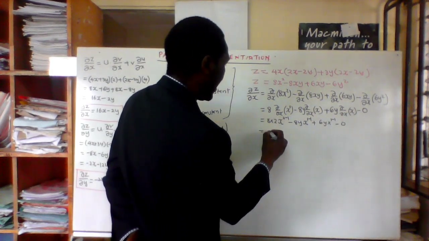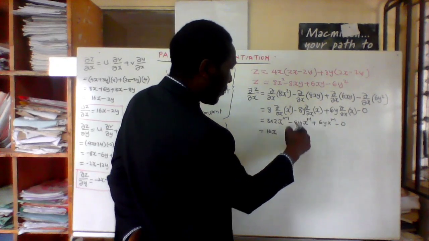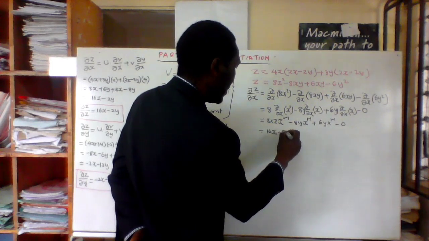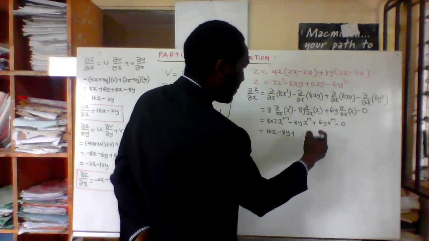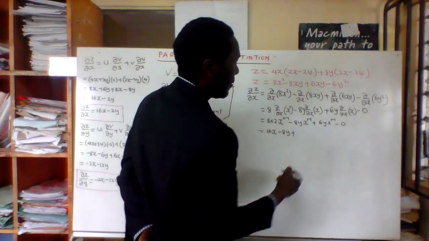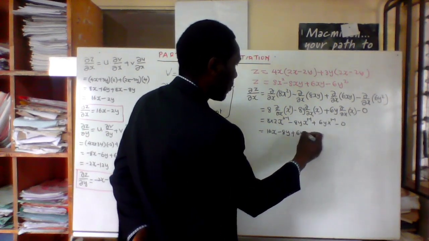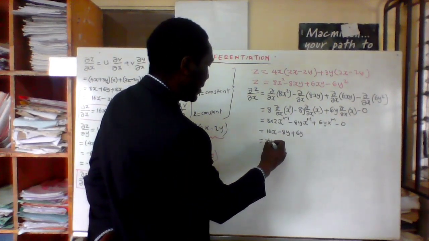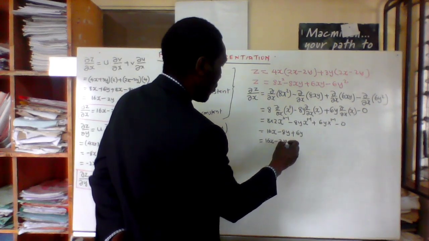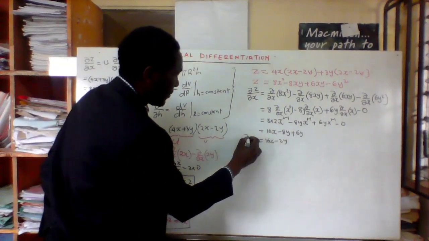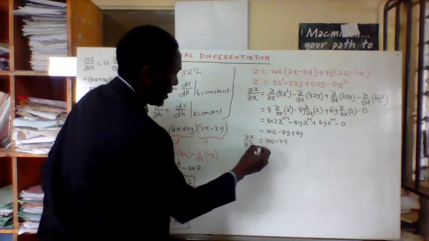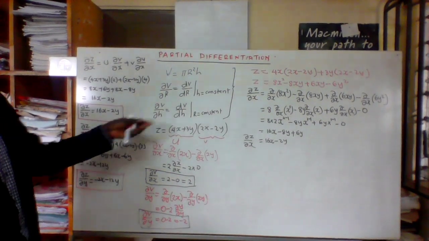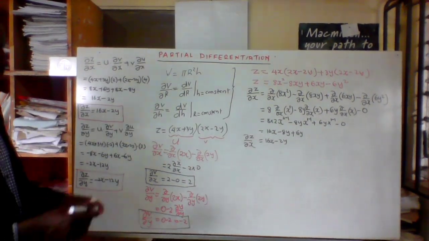So this gives us 16x. When we work this one out, x raised to 0 will give us 1, so this is minus 8y, plus 6y x power 0, which gives us positive 6y, and that is minus 0. Now put like terms together, this gives us 16x minus 2y. If you look at that, what we get is dz partially with respect to x, and that is exactly what we got here. So using expansion or using product rule, we get the same result.